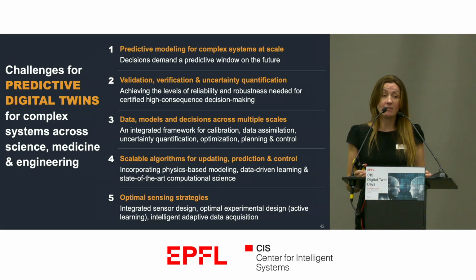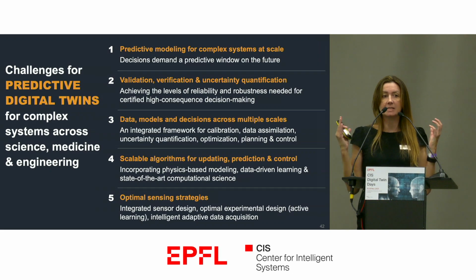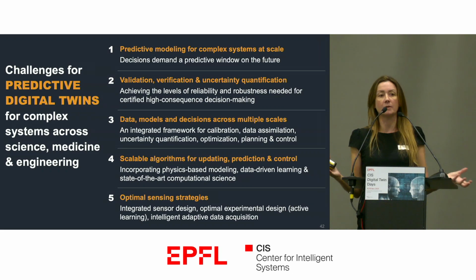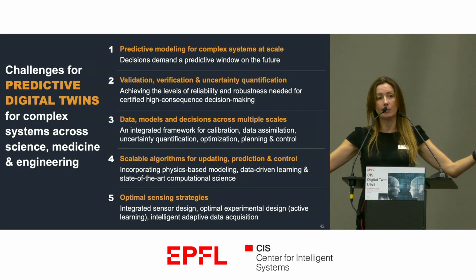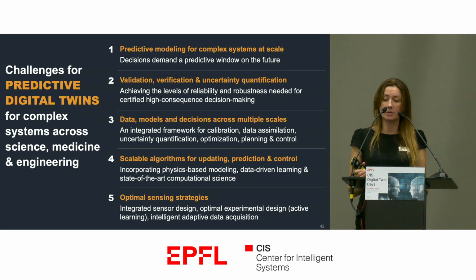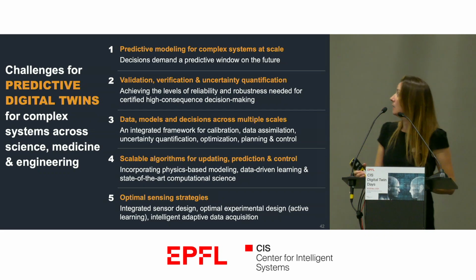Scalable algorithms. Everything I talked about today was Bayesian, and of course we know that even the state-of-the-art Bayesian algorithms for data assimilation, for optimal planning under uncertainty, even they start to fall apart when we go to the number of parameters that we're going to need, again, if we truly want to have a digital twin of the planet or a digital twin of a human.